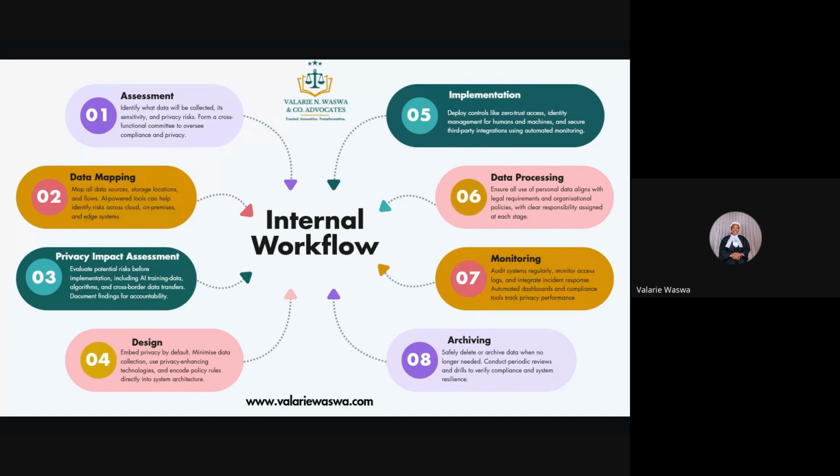Okay, so once you've done your assessment, you've done your mapping, you've done your PIA, the next thing you want to do now is the designing, right? So now you want to start embedding privacy by default, all right? So you want to minimize data collection. Let's say if you're developing an app, you want to minimize data collection, or if you're an institution or an edtech platform, you want to change how data is collected so that you only collect data you need. You can also use privacy enhancing technologies, and you can encode policy rules directly into system architecture, things like privacy notices, and make them visible.